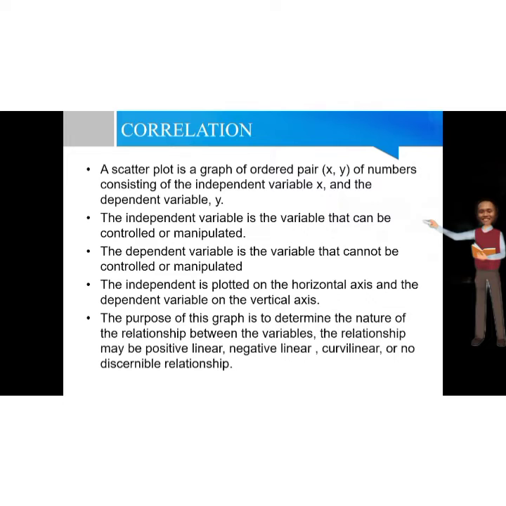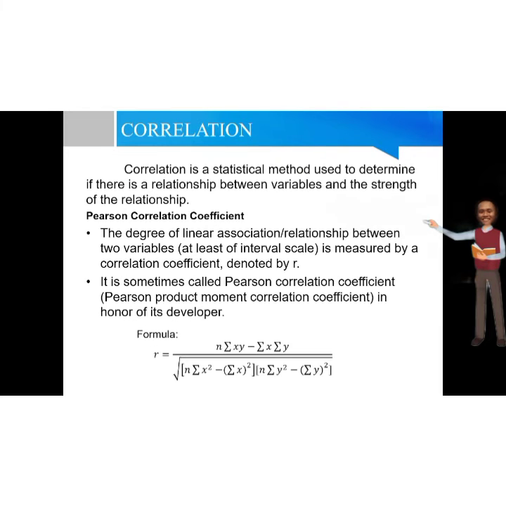The purpose of this graph is to determine the nature of relationship between the variables. The relationship may be positive linear, negative linear, curvilinear, or no discernible relationship. Correlation. It is a statistical method used to determine if there is a relationship between variables and the strength of the relationship. Pearson correlation coefficient.